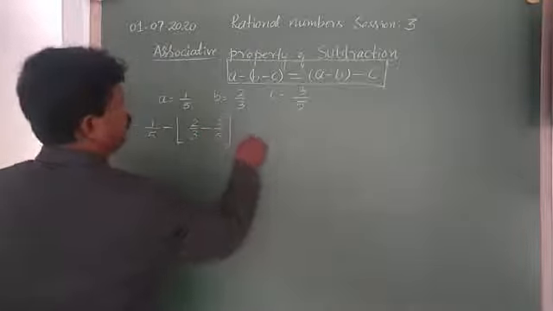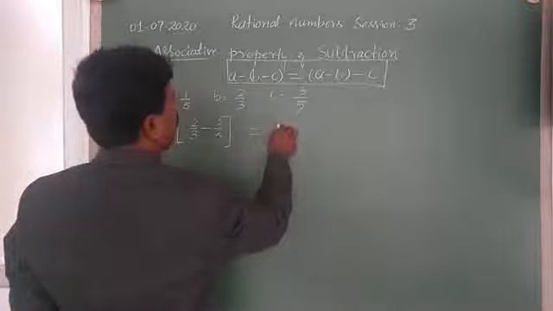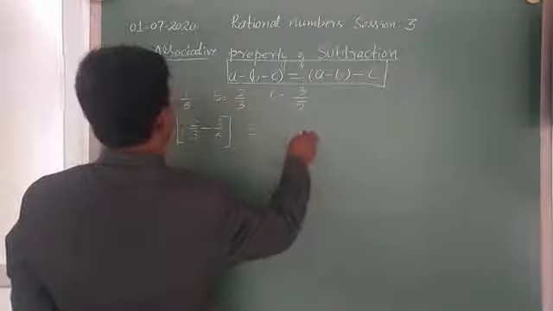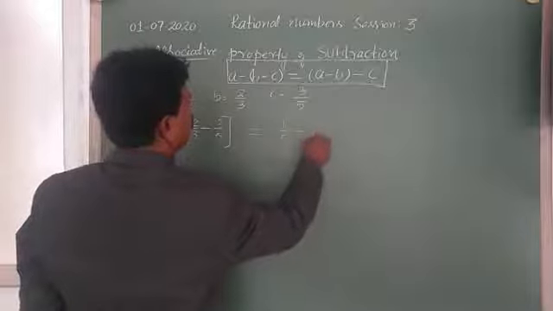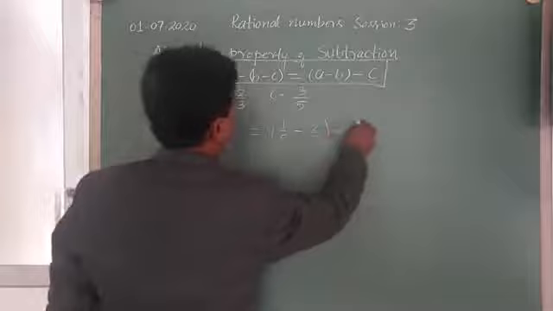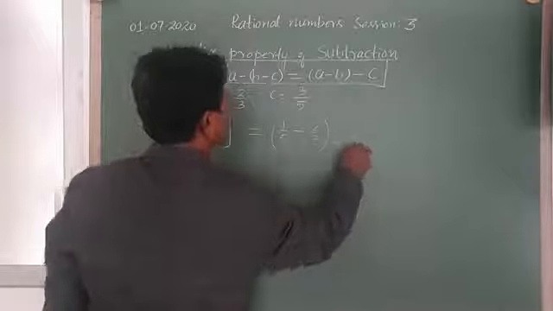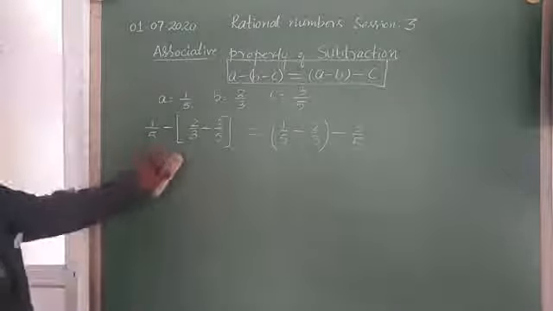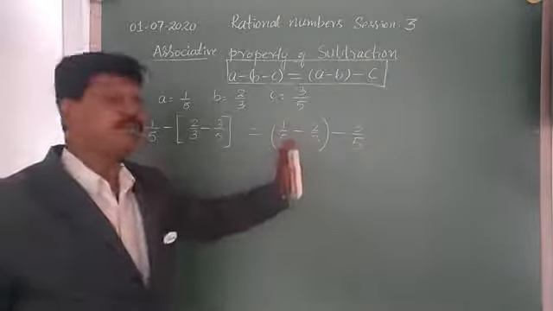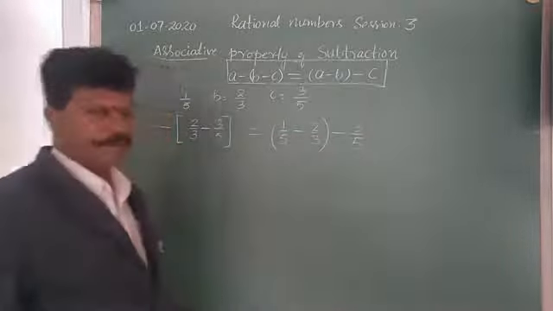Now that is equal to A, meaning 1 by 5 minus B, 2 by 3, grouping these two, minus 3 by 5. Look at the group. First group is B and C. On the right hand side we have grouped A and B.